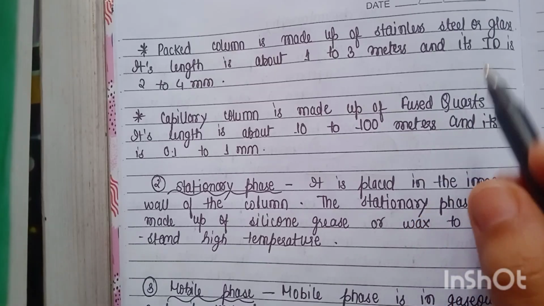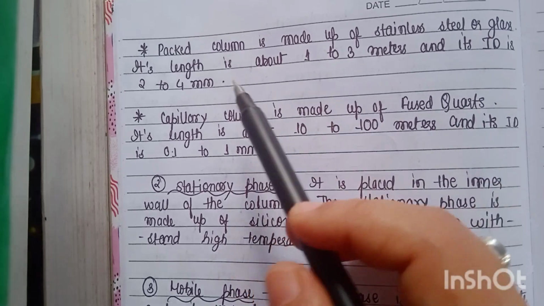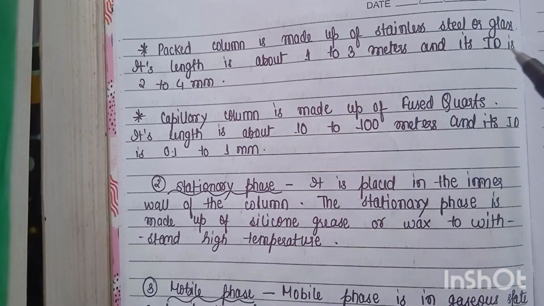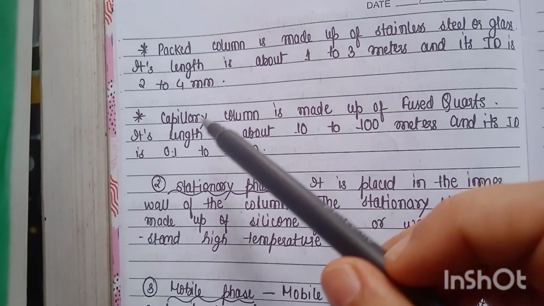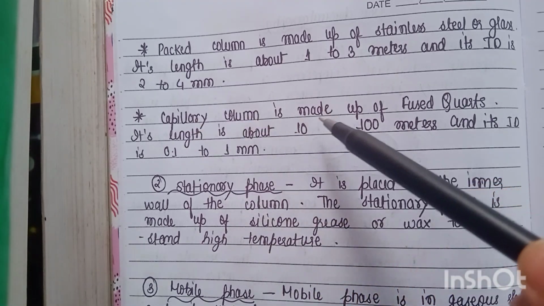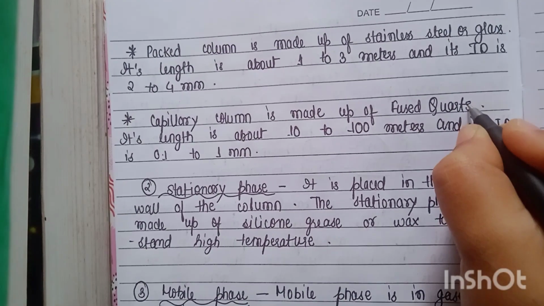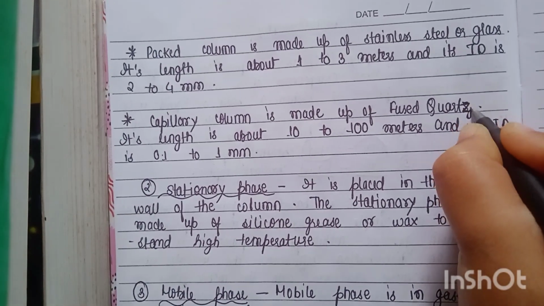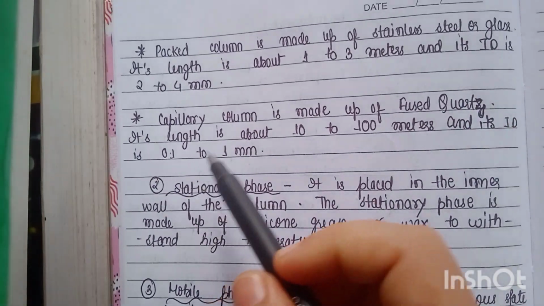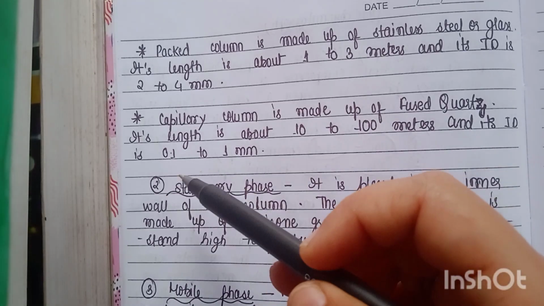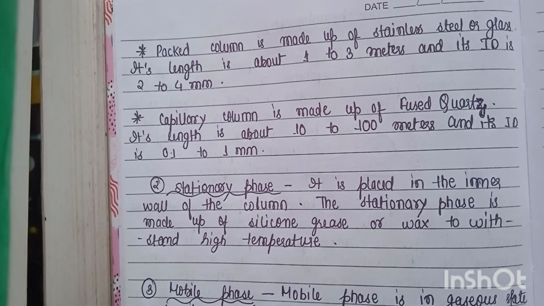Packed column is made up of stainless steel or glass. Its length is about 1 to 3 meters and its inner diameter is about 2 to 4 millimeter. Capillary column is made up of fused quartz. Its length is about 10 to 100 meters and its inner diameter is 0.1 to 1 millimeter.